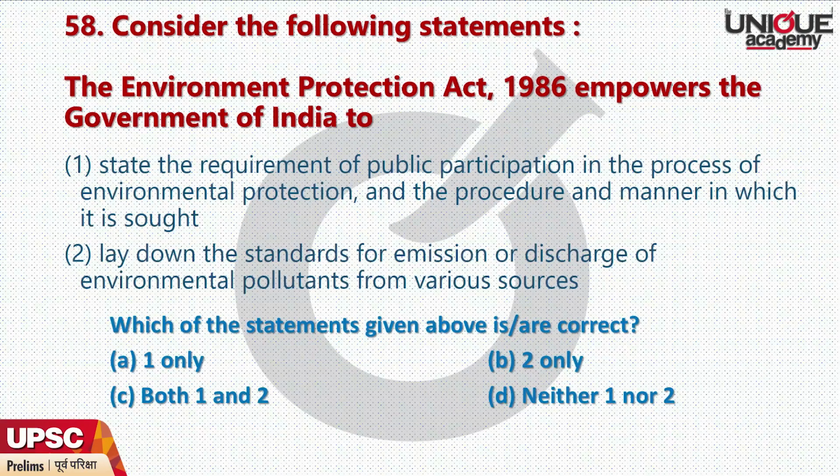So coming to question number 58, again an environment related question which is there in news. Environment Protection Act of 1986 empowers the government to state the requirement of public participation in the process of environmental protection. That is one part of the question. Lay down the standards for emission or discharge of environmental pollutants from various sources. That is the second statement. Now again, if you go through the second statement, lay down the standards for emission or discharge of environmental pollutants from various sources. They are already doing this in Bharat stage norms for the vehicles. The industrial pollutants already have norms established. And basically we are coming up with the established norms for city-based pollution also. So basically, statement number 2, since we are able to substantiate on our own to such an extent, you can take it for granted that it is true.